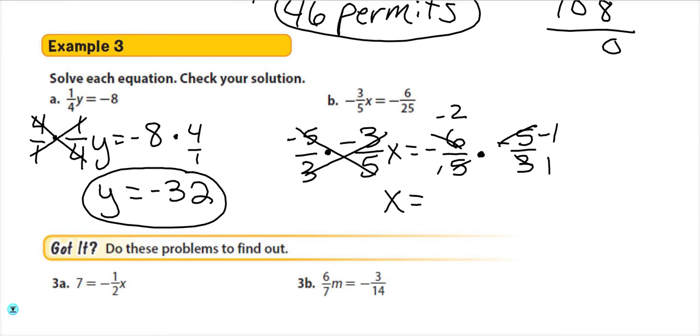Okay, so I have -2 times -1, which is 2. 1 times 1 is 1, so it's just 2. Oh, oops, sorry, it's supposed to be 25. My bad. 25. So that actually should be a 5 there. Okay, sorry. So that'd be 2 over 5. Oops, it didn't write for some reason. 2 over 5. There we go. Sorry. Almost messed that one up.